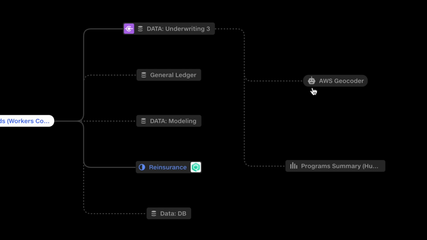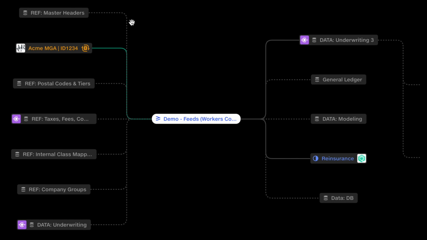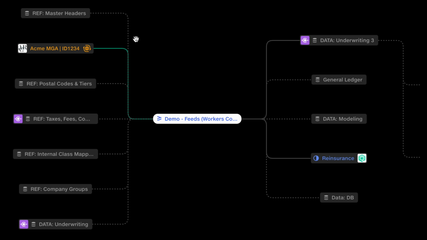In this case, a pipeline that is automated, indicated by the robot icon. And this is a pipeline doing some geocoding. And these pop-ups enable you to very quickly navigate to that pipeline and see a bit of metadata. The dotted lines show that the dataset or feed is connected, whereas the solid lines indicate an automated connection. So in this pipeline, Acme MGA feed, when that gets updated, it will trigger a pipeline run.